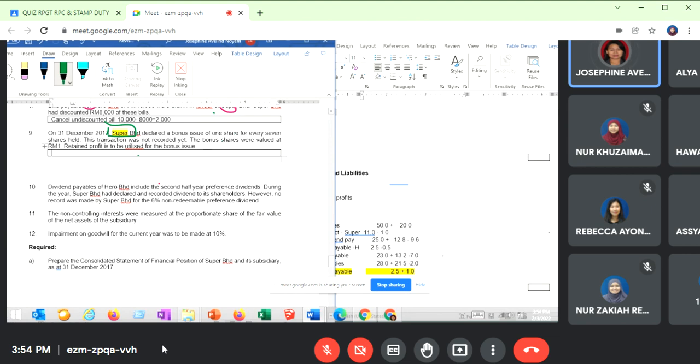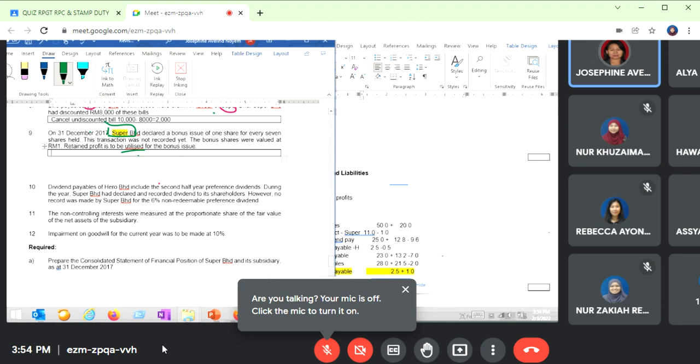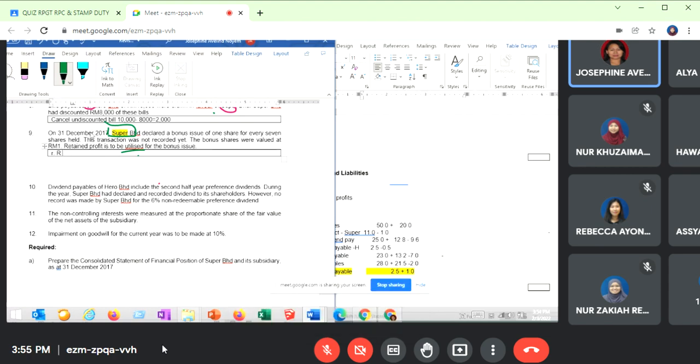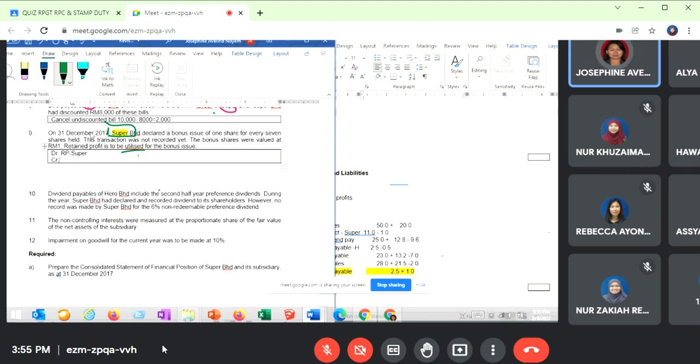We're going to recognize a new issue of share, and then we're going to recognize a reserve being used for the bonus issue. In this case, it's going to be the retained profit. So our double entry will be to debit the retained profit of Super, and to credit the ordinary share capital of Super, with the bonus issue.